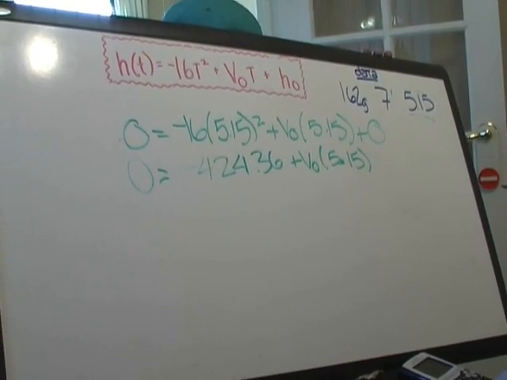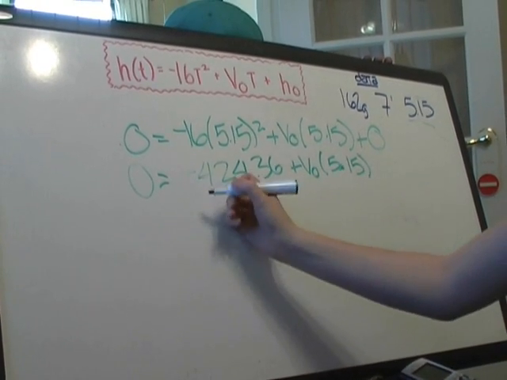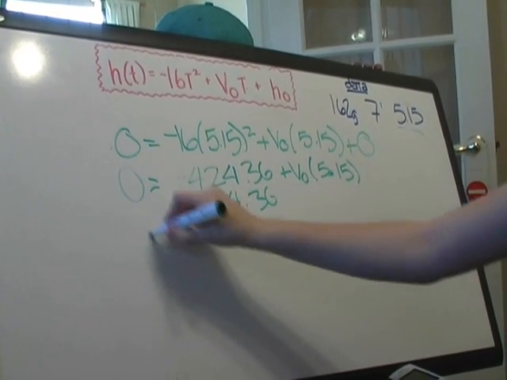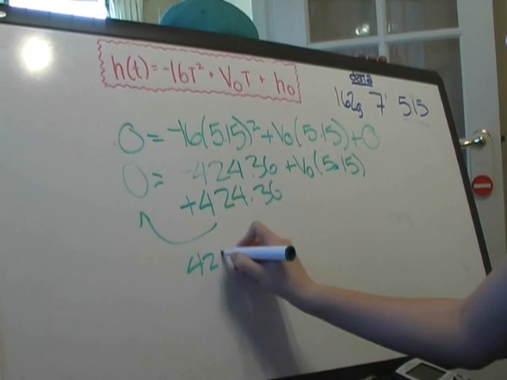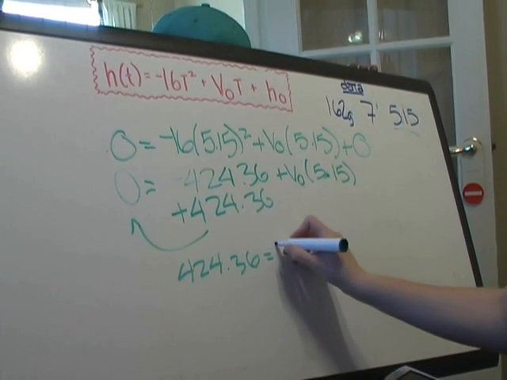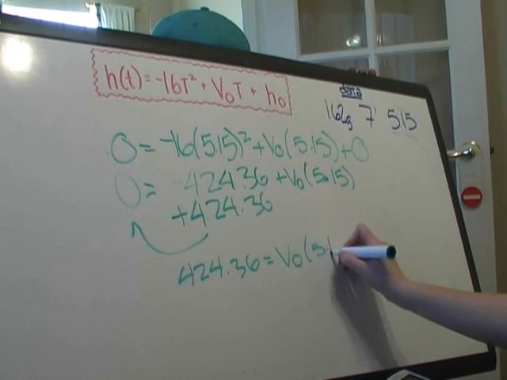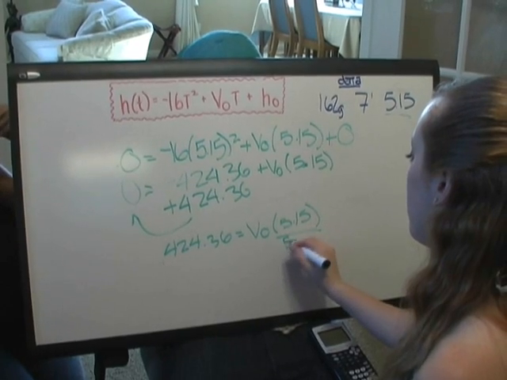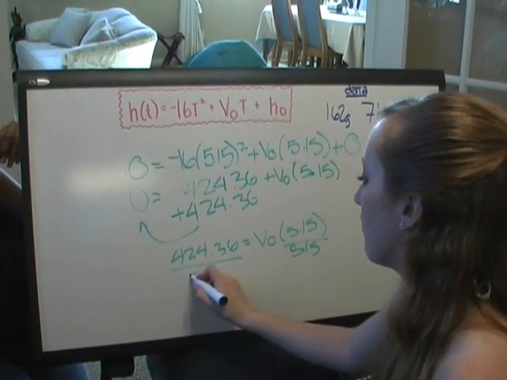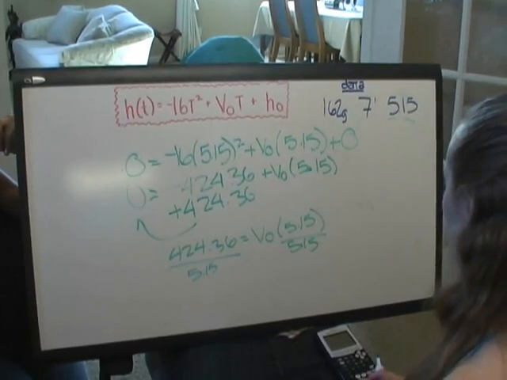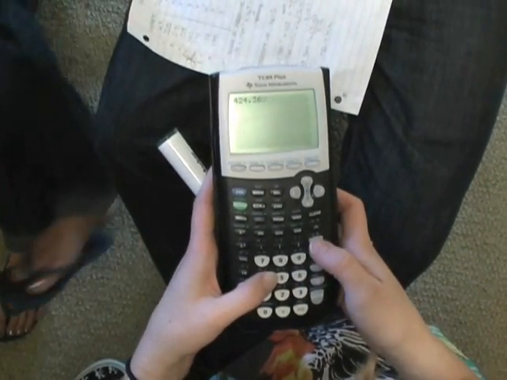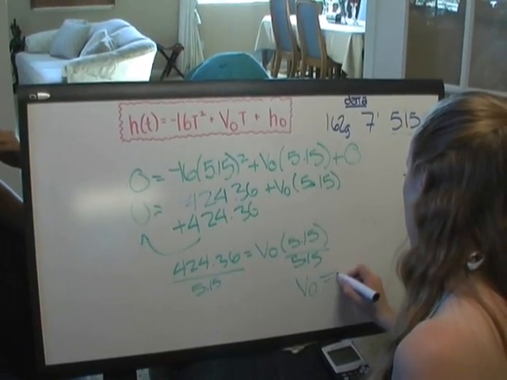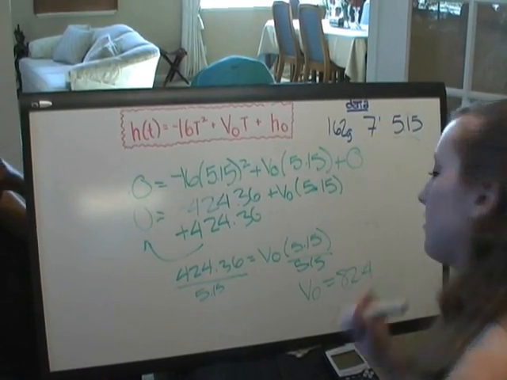So, to get velocity by itself, you're going to add 424.36 to bring it to this side. So you get 424.36 equals velocity times 5.15. To get velocity by itself, you're going to divide by 5.15. If you plug that into your calculator, 424.36 divided by 5.15, you should get velocity equals 82.4, and that's your initial velocity.